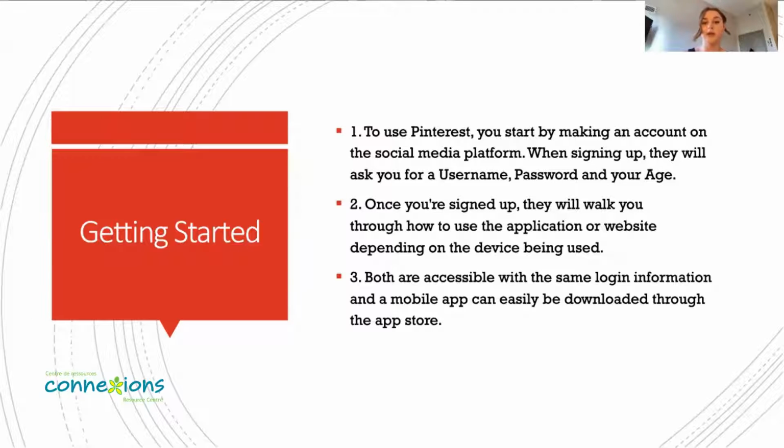Once you've signed up, they'll walk you through how the application works. There will be a little bit of a video, arrows pointing at what different symbols are, things like that. And then it'll also show you, depending on what device you're using, whether it's on your phone with an application or online with a website. Both are accessible with the same login information, and a mobile app can easily be downloaded through the App Store, which we'll be getting to in one of the following videos.